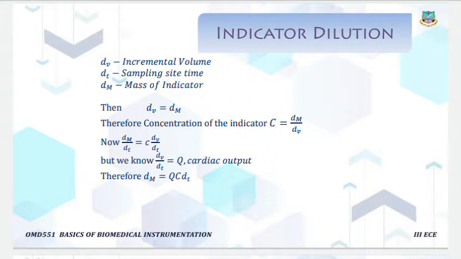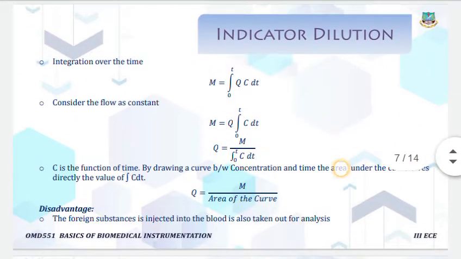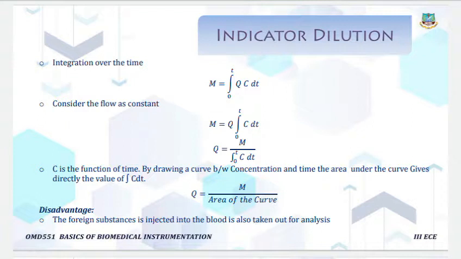So therefore we can write the mass of the indicator is equal to Q C into dt. Again we are integrating over time. We get m is equal to integral 0 to t of Q C dt. So that is equal to Q into integral 0 to t of C dt. From this equation, Q is equal to m by integral 0 to t of C dt. C is a function of time. So Q is equal to m by the area under the curve.